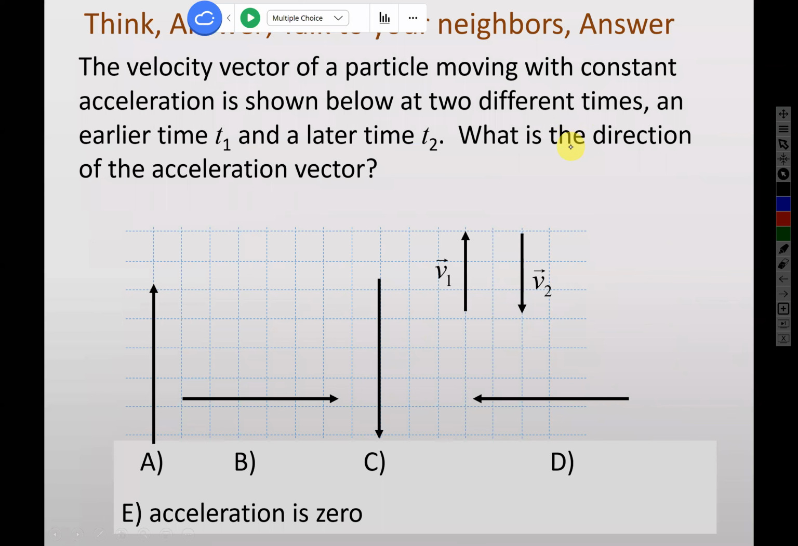So now here is question. In this time, you are asked to find what is the direction of acceleration. And direction of acceleration is same as direction of change in velocity. So do you know how to find change in velocity? Vf minus Vi, okay.